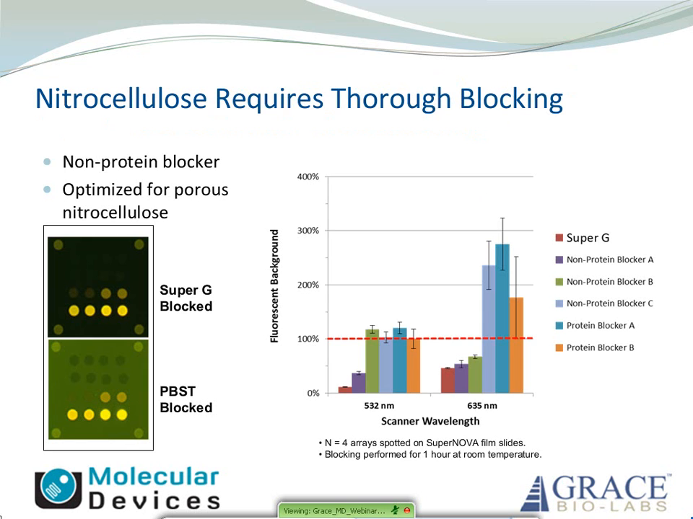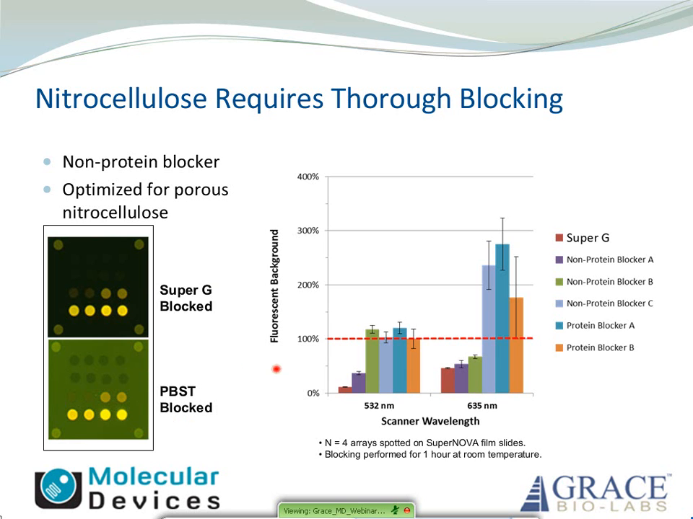So due to its high binding capacity, porous nitrocellulose film slides require thorough blocking, especially for fluorescence applications. Use of an optimized non-protein blocker optimized for the substrate can greatly improve the data produced. On the left are typical images obtained from two-color fluorescence assays blocked with Super G blocking buffer, which is a non-protein blocker, versus standard PBS with Tween blocking. And note the extremely high background for the green channel with PBST.